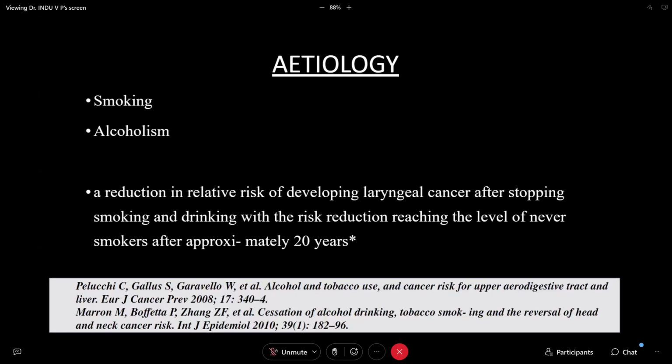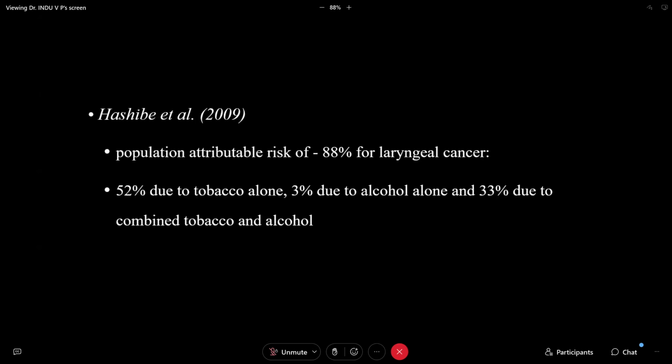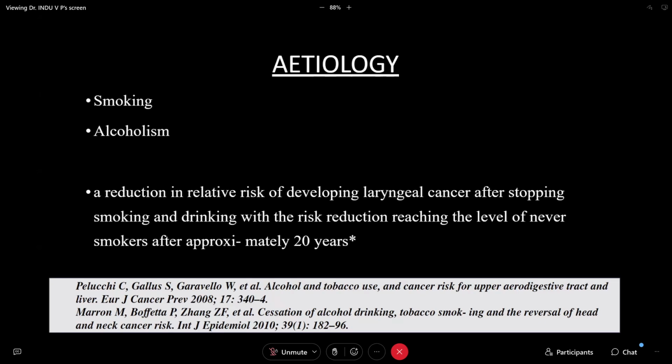So coming to the etiology, the most common etiology is smoking and alcoholism. According to Hashibe et al., the population attributable risk for these habits is 88% for laryngeal cancer, of which 52% is due to tobacco alone and 33% is attributable to combined use of tobacco and alcohol. The relative risk reduction to the level of a never smoker takes at least 20 years.